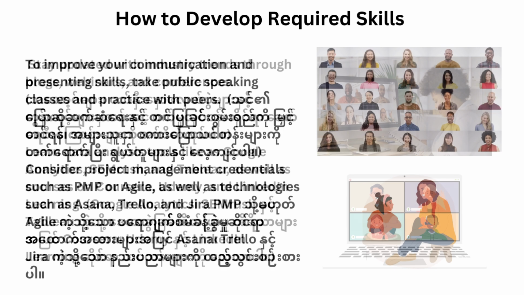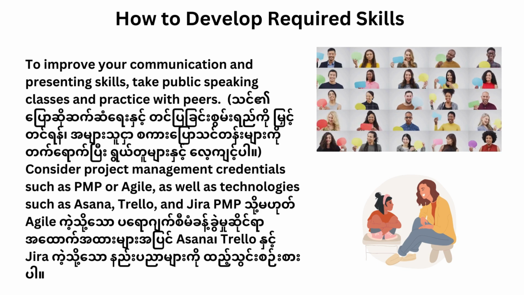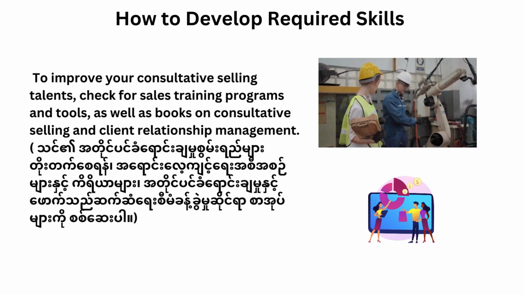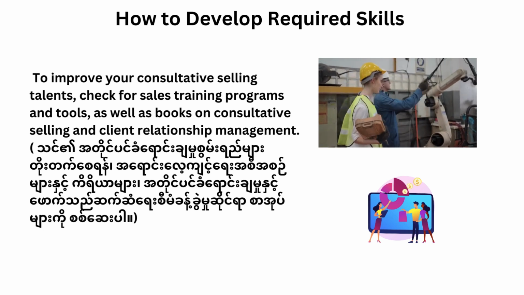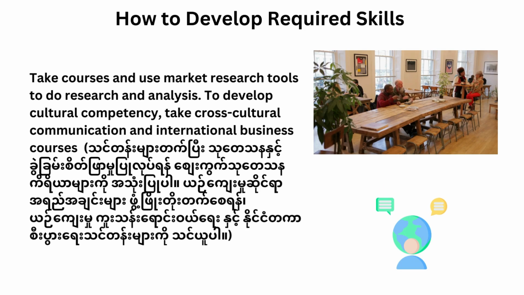To improve your communication and presenting skills, take public speaking classes and practice with peers. Consider project management credentials such as PMP or Agile, as well as technologies such as Asana, Trello, and Jira. To improve your consultative selling talents, check for sales training programs and tools, as well as books on consultative selling and client relationship management. Take courses and use market research tools to do research and analysis.